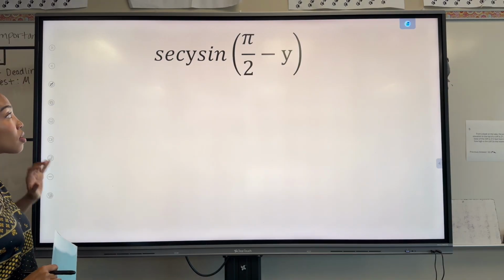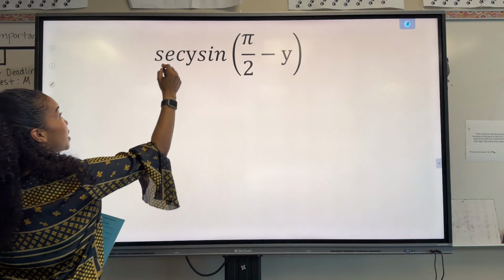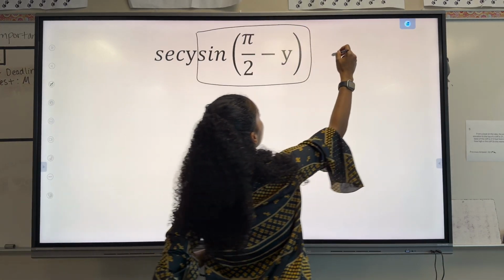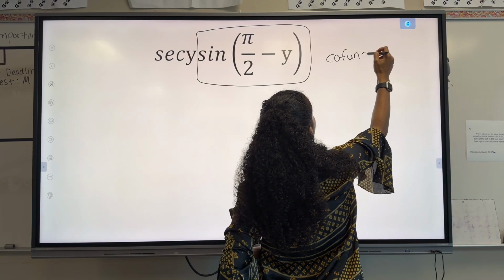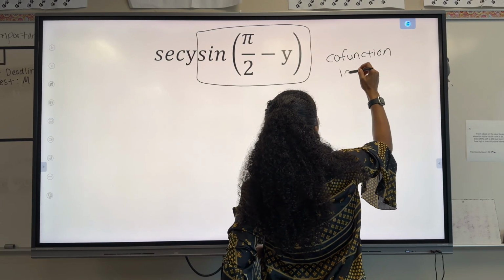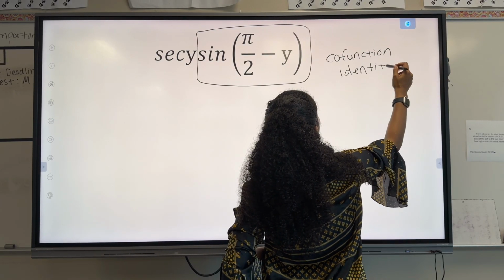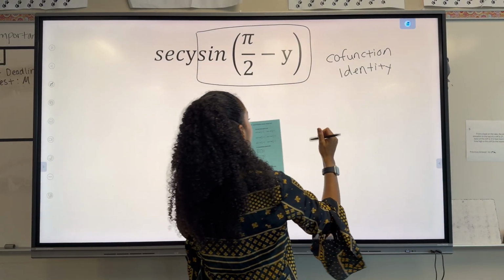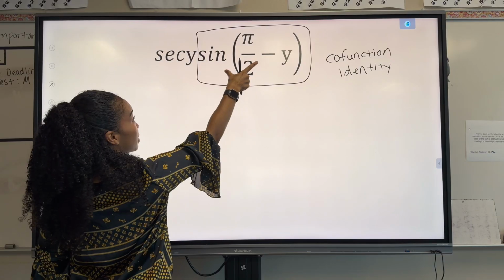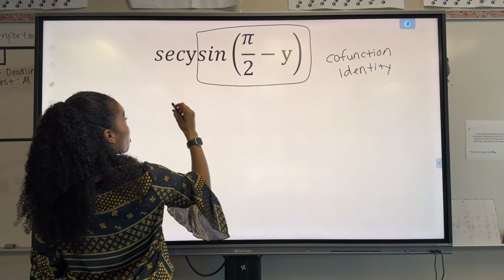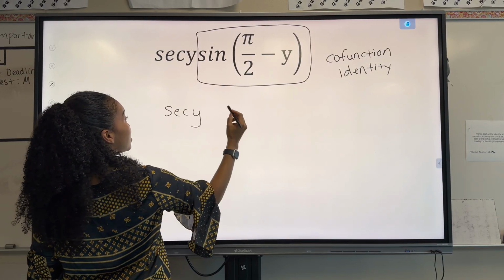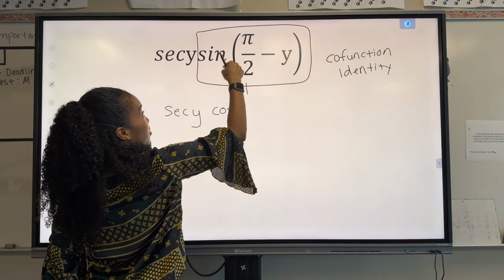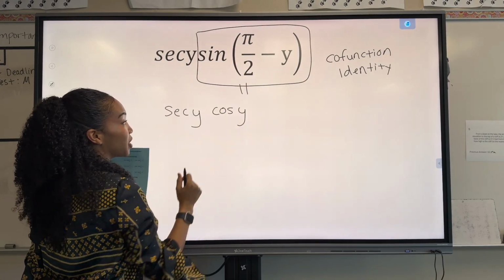Okay? All right, so guys, here, this one right here, this is the cofunction identity. And what is it equal to? Look at that formula sheet. Yep, this equals cosine. So I have secant of this angle y, which is equal to cosine y. This expression is equal to cosine of y.